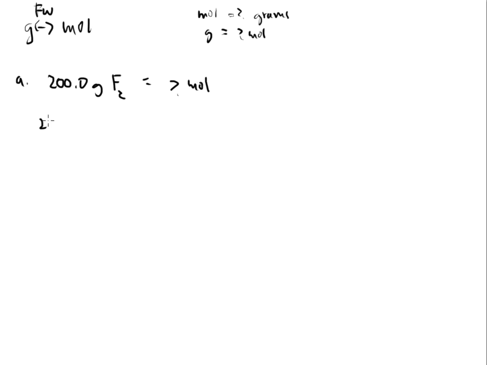So I take my given in the problem, 200 grams over 1, just like before. Just like before, I bring in my next dimensional analysis step. Whatever goes on top here, gram, goes on the bottom here, gram. And I need to get to mole. So the question is, can I go from gram to mole? The answer is yes, I can do that as long as I know the formula weight of the compound. So I need the formula weight of F2.